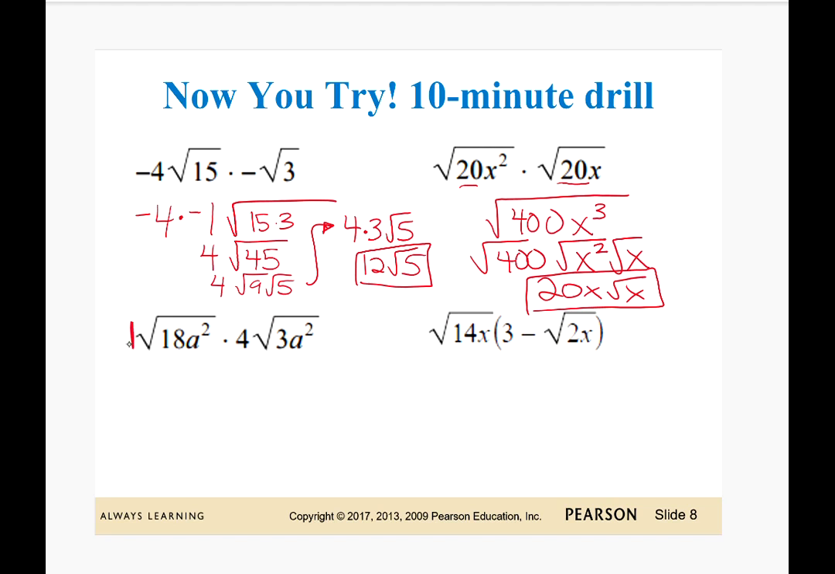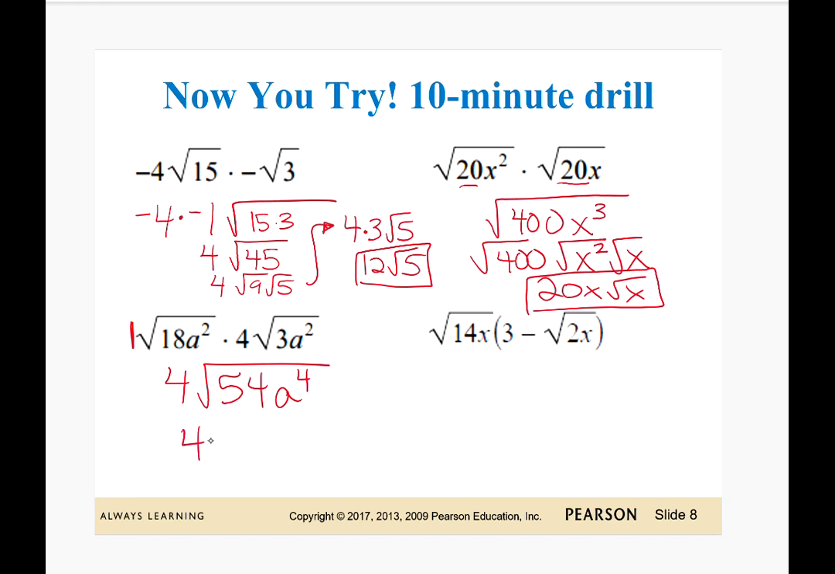Next up, here we go, lower left. 4 times 1 is 4. And then we're going to multiply these. 18 times 3 is 54. I'm going to double check on my calculator just because it's been a long day, and sometimes my brain doesn't work. All right, yes, I was right, 54. So 54, and then a squared times a squared is a to the 4th.